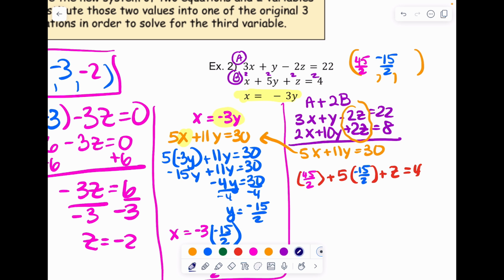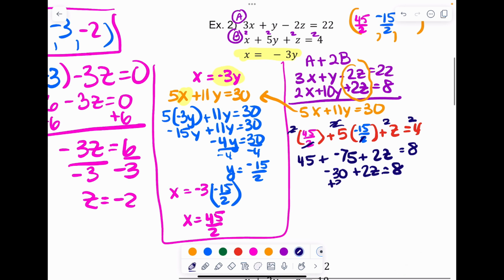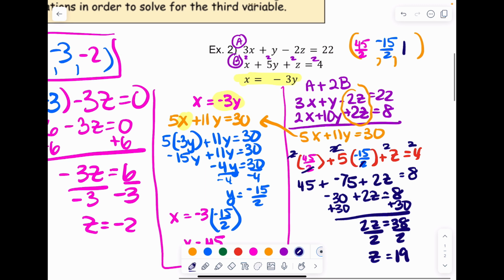Now, I'm not a fan of fractions, so I'm going to multiply all of these by 2. So I will have 45 plus a negative 75 plus 2z is equal to 8. So negative 30 plus 2z is equal to 8. So after I add 30 to both sides, I will only have to divide by 2 to get my z equals 19. Going back up to the ordered triple to put the solution.